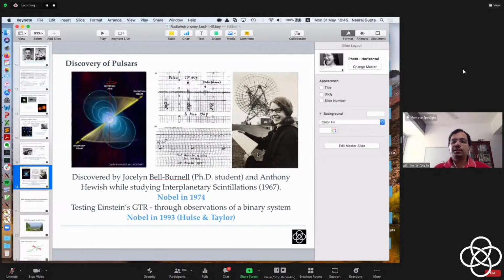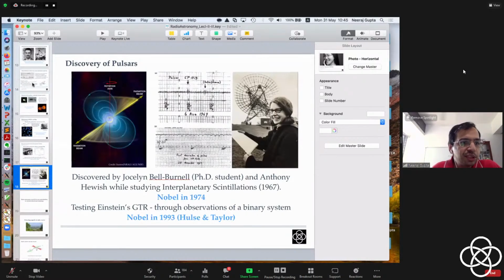Since then, observations of this pulsar continue to agree with general relativity too, right? So this showed us two very important things. And in 1993, Hulse and Taylor were awarded the Nobel Prize for this discovery.